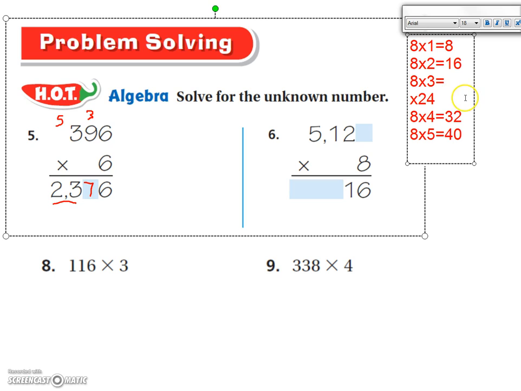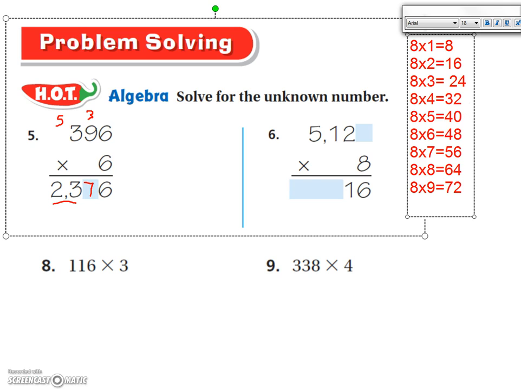8 times 6 equals 48. 8 times 7 equals 56. 8 times 8 equals 64. 8 times 9 equals 72. All right.